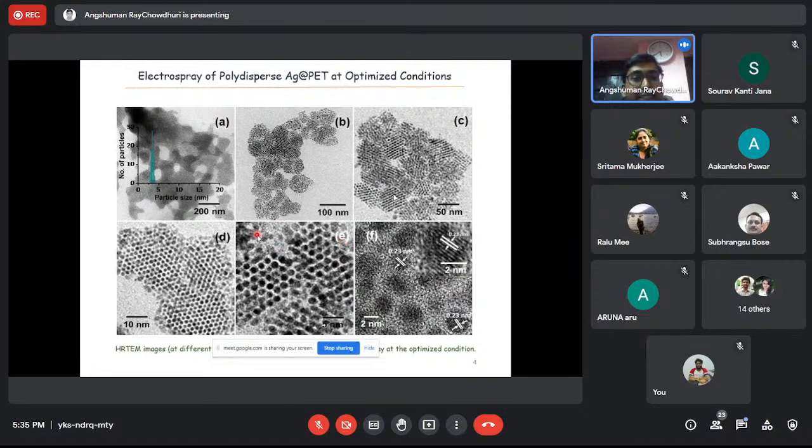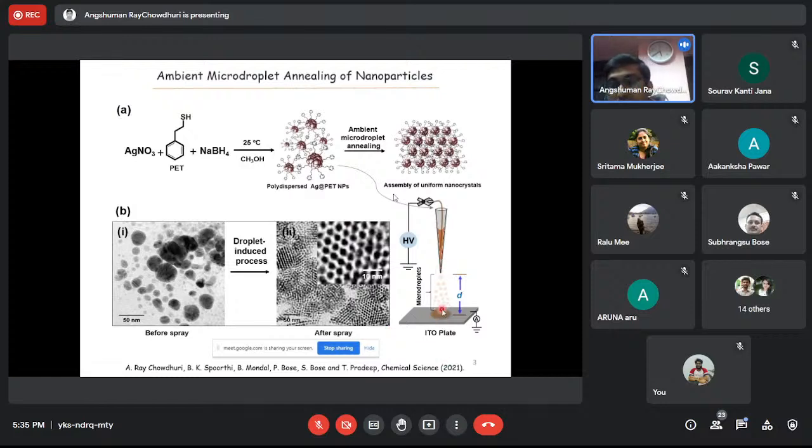So this is after the spray, you can see the electrospray of the polydispersed silver PET nanoparticles at optimized condition. Again, I am going to the previous slide. For getting this type of particles, we have to play with some different parameters. What is that? First is the tip to collector distance. That is very important. The tip of the glass capillary from where the microdroplets are generated, and the collector, that means the substrate where the material will be gathered. This distance matters, because if the tip to collector distance is more, then the droplet size will be different.